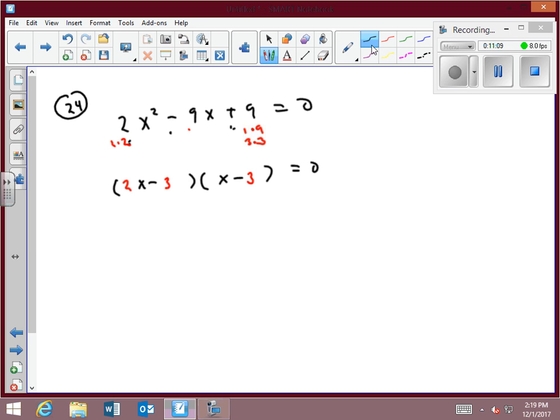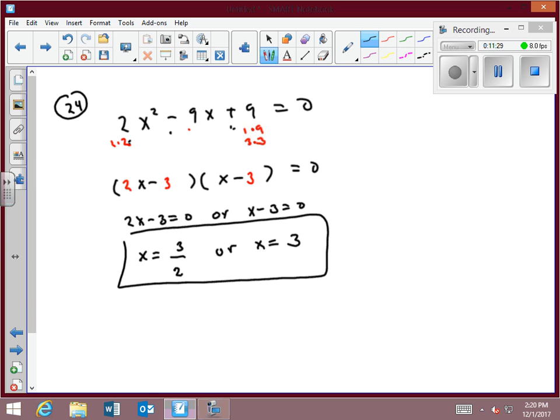So now 2x minus 3 equals 0, or x minus 3 equals 0. So this says x equals a positive 3 over 2, and this one says x equals a positive 3. So there's my two answers right there.